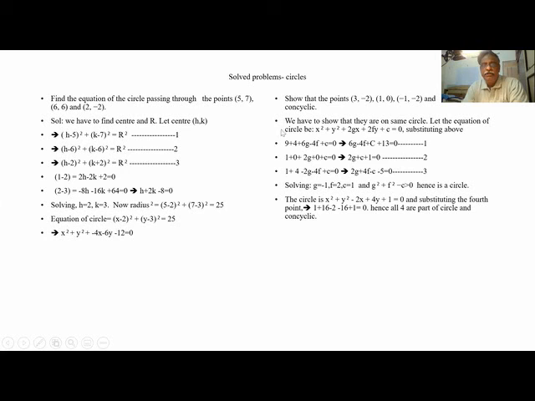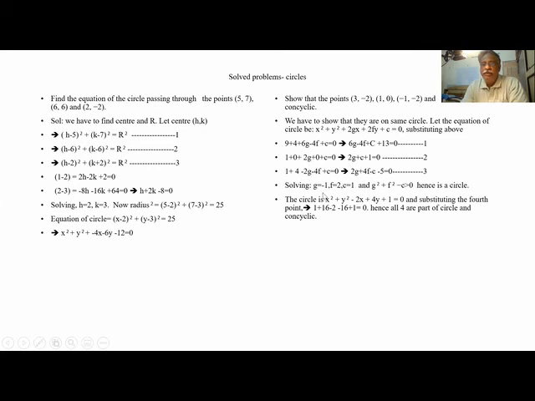This is one method. Another method is to let the equation of the circle be x square plus y square plus 2gx plus 2fy plus c is 0, the general equation. So I substitute point 1, I substitute point 2, I substitute point 3. So I get 3 equations in g, f, c.